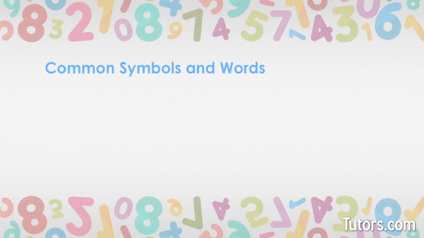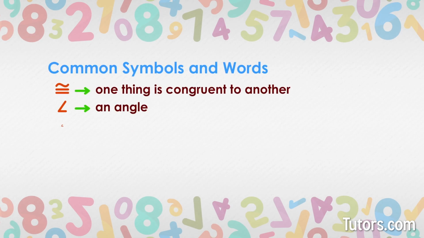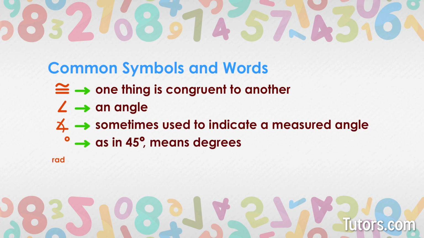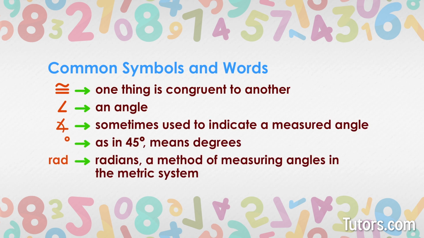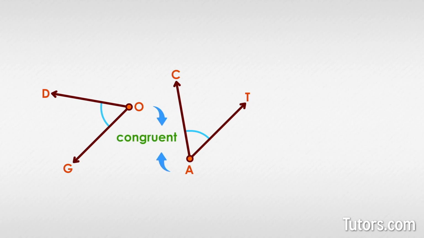To talk and write about or draw angles, we need common symbols and words to describe them. Here are the symbols mathematicians use. Let's look at how we can describe these two angles. We could say that angle O and angle A are congruent, and both measure 55 degrees.